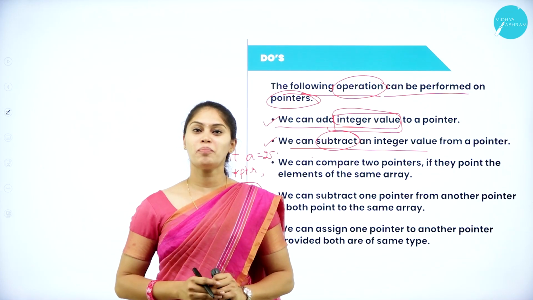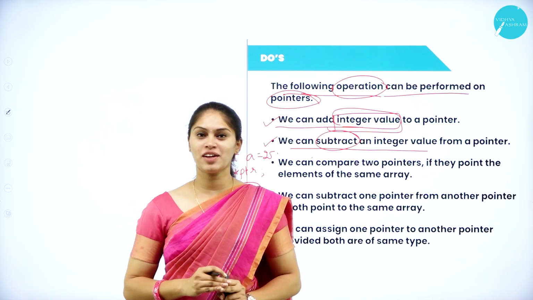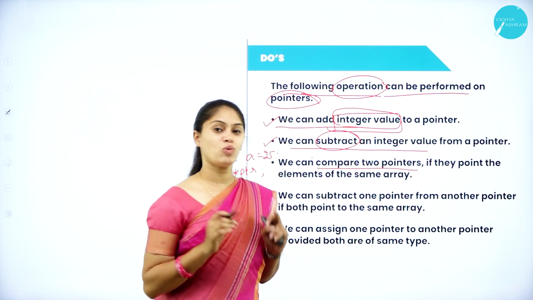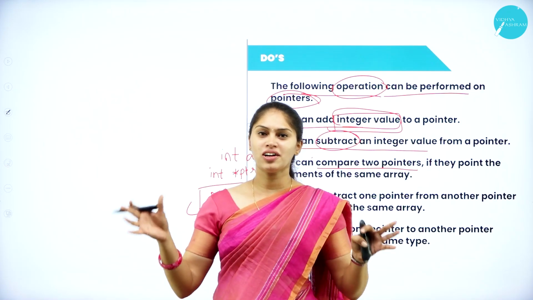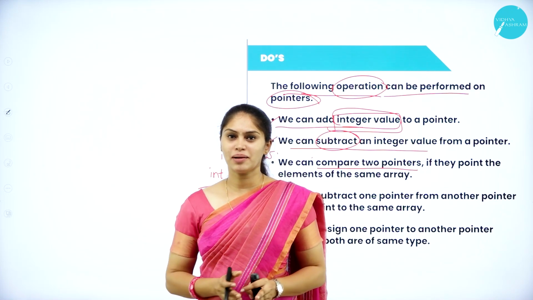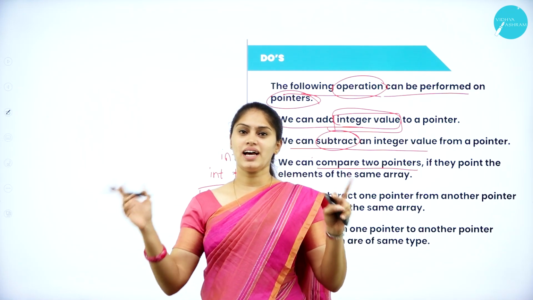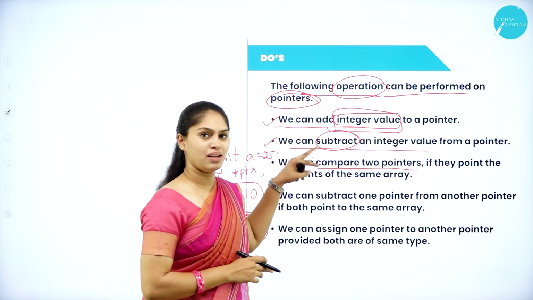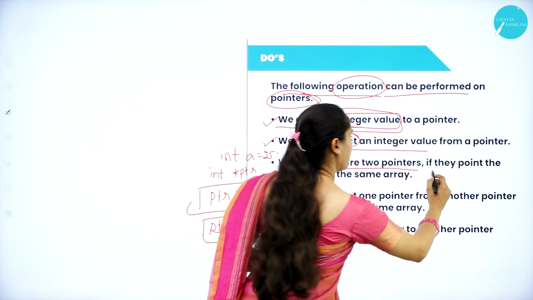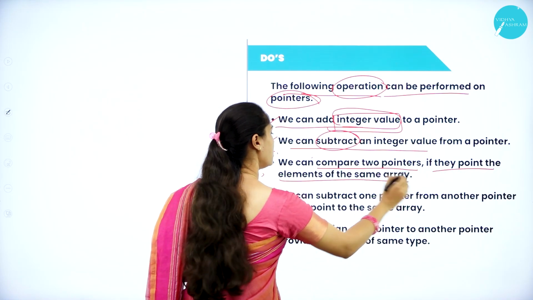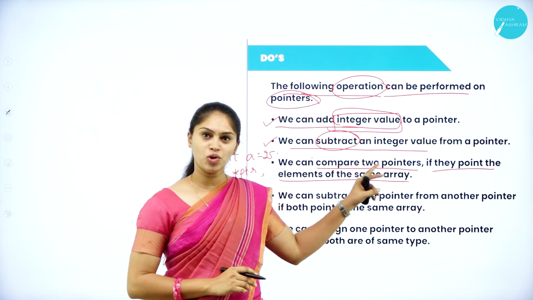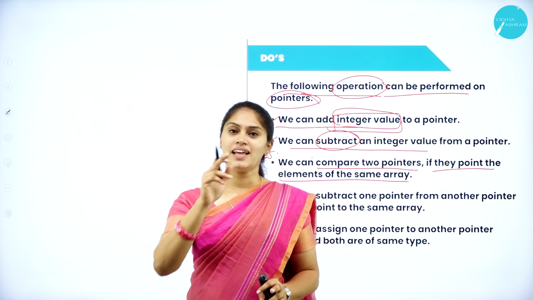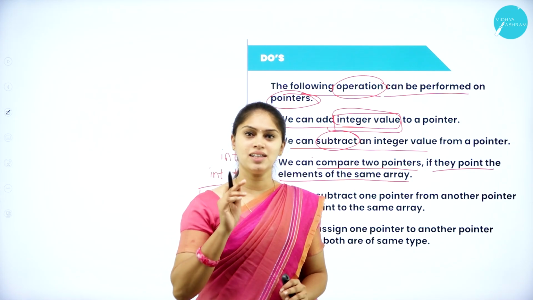What is the next operation that I can perform using pointers? I can compare two pointers. I am not comparing the values, I am just comparing the pointers. When will it be possible? If they point to the elements of the same array. When the two pointers are pointing to the elements of the same array, then only I can compare the pointers.